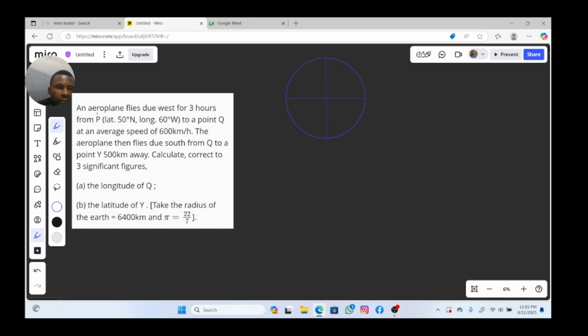So let's represent. An airplane flies due west for 3 hours from P to a point Q. So let's get the P. P is 50 degrees north, and 60 to the west. Okay. So 60 to the west is going to be here. So this is my 60 to the west.